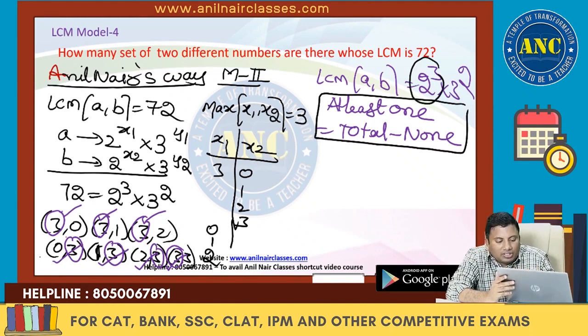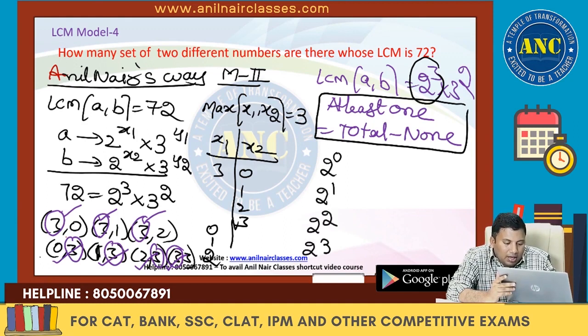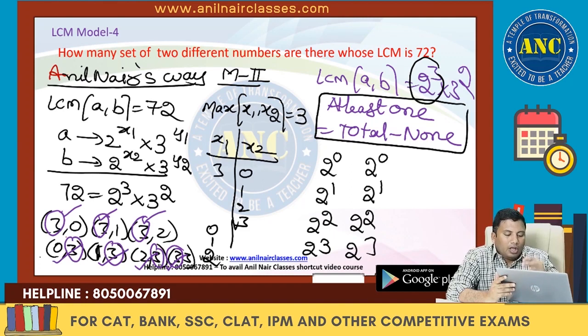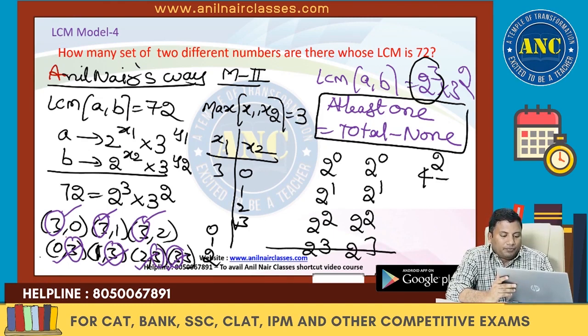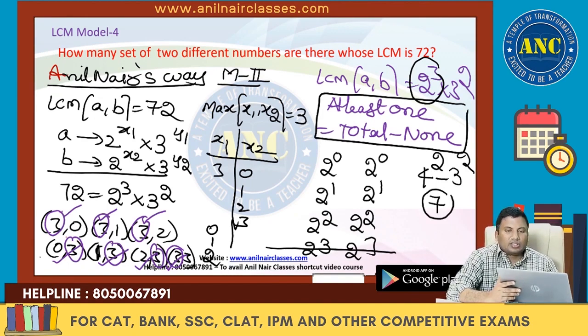Give all the powers of 2 to A. A is 2 power 0, 2 power 1, 2 power 2, 2 power 3. B also, give 2 power 0, 2 power 1, 2 power 2, 2 power 3. All values give. 0 to 3 is 4, 0 to 3 is 4. Total cases I will get 4 square. Minus none: remove the power of 3, 3 threes are 9. 16 minus 9 is 7 cases.